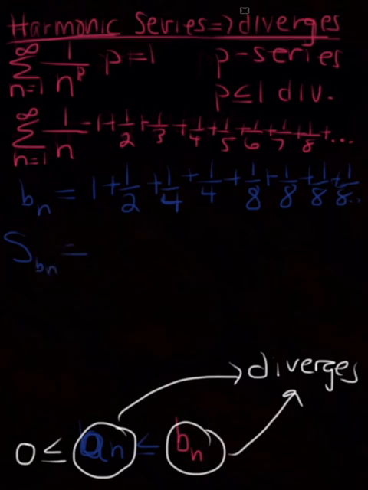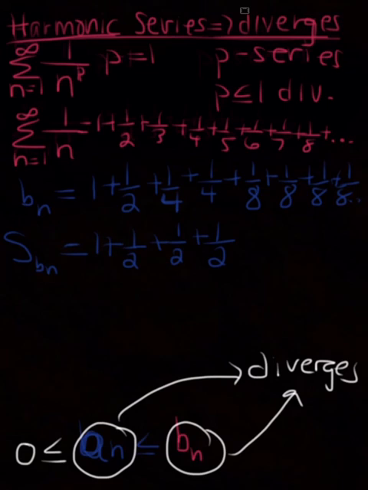So now we can find the sum of b sub n, and we have to prove that it diverges. The first term is 1 plus 1/2 plus 1/4 plus 1/4, which is 2/4, which is 1/2. Then 1/8 plus 1/8 plus 1/8 plus 1/8 is 4/8, which is 1/2. And if we keep on going, we're going to see that we'll have 8 sets of 1/16, 16 sets of 1/32, and so on.